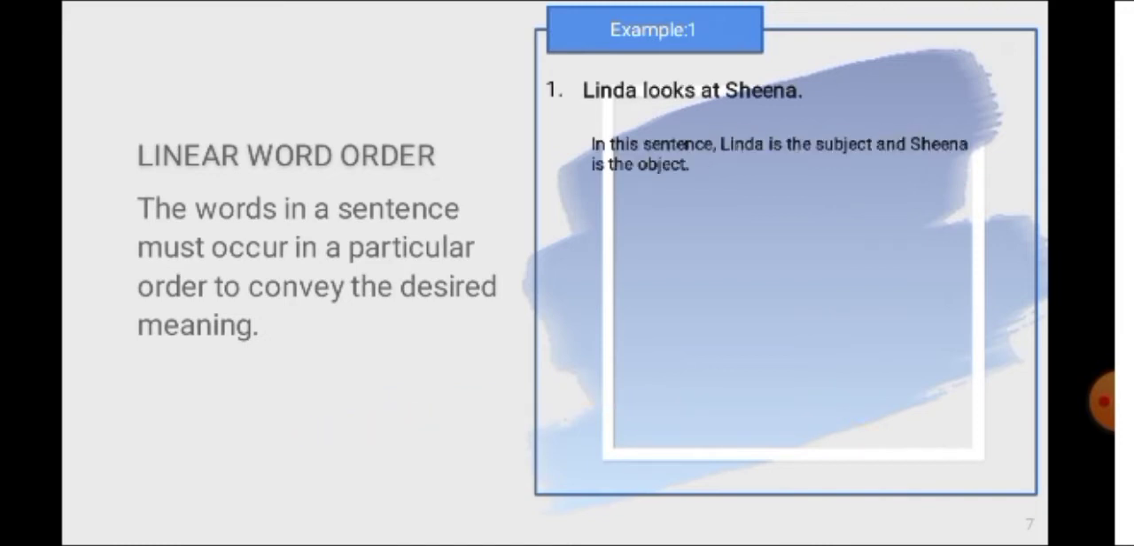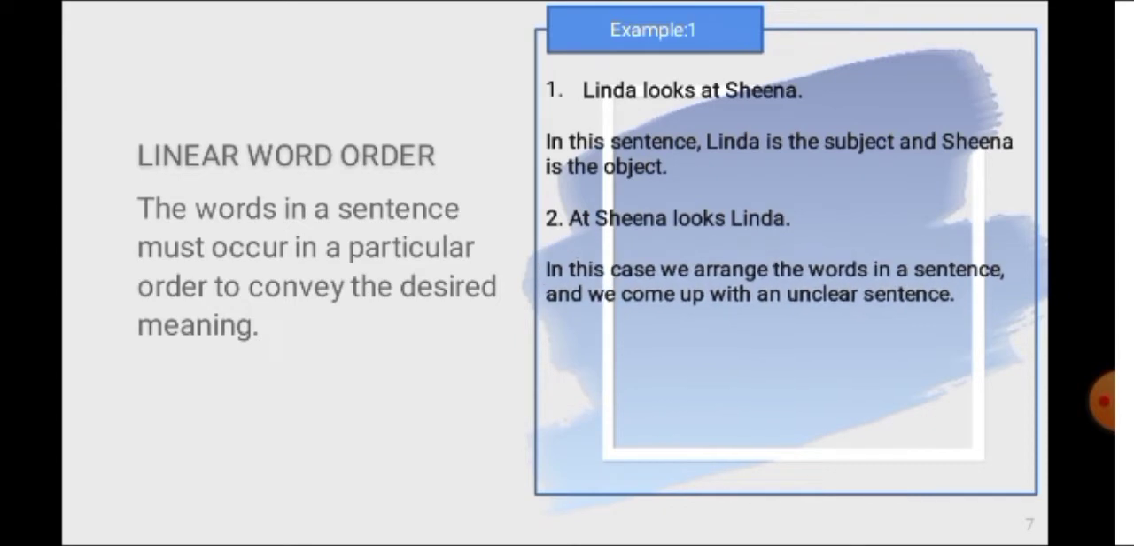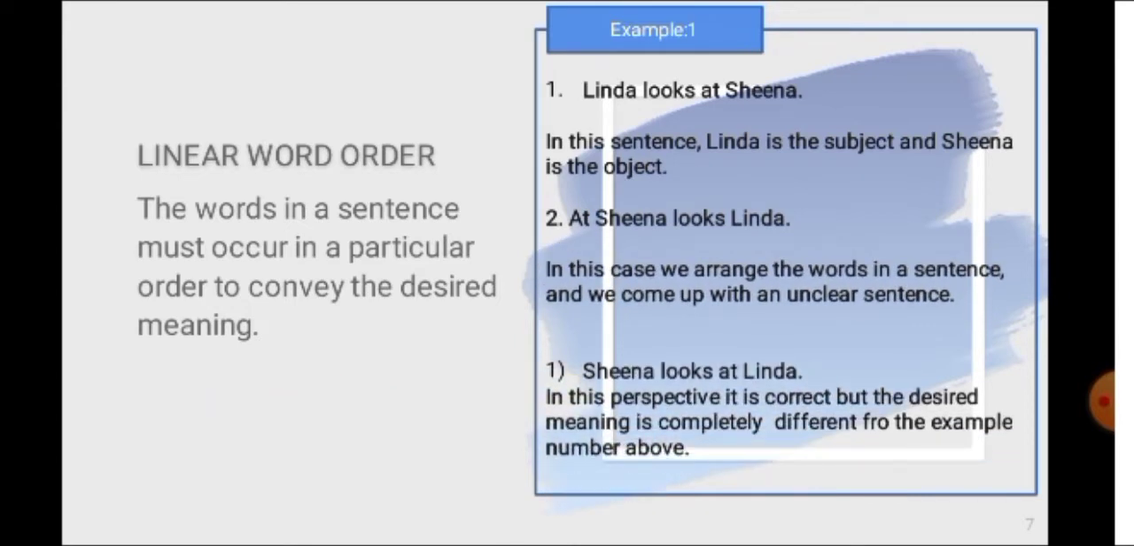So our topic is linear word order. Linear word order is that the words in a sentence must occur in a particular order to convey the desired meaning. So this is the arrangement of words in a phrase, clause, or sentence. The words must occur in a particular order to convey or to provide an understandable meaning.